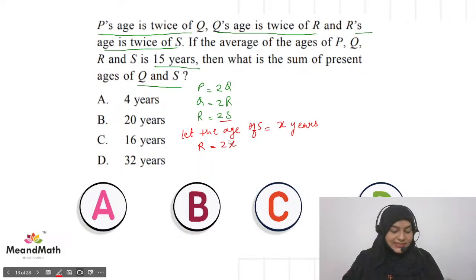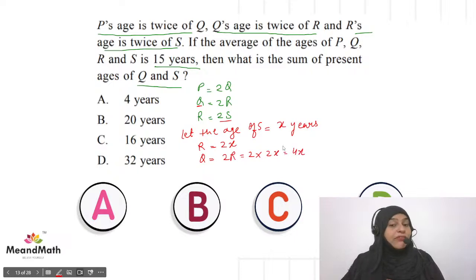R will be 2X years, correct? Then Q. What is Q? Q's age will be 2R. And what is R? R is 2X. So Q will be 2 times 2X. That will be equal to 4X. Q will be 4X. Now P.